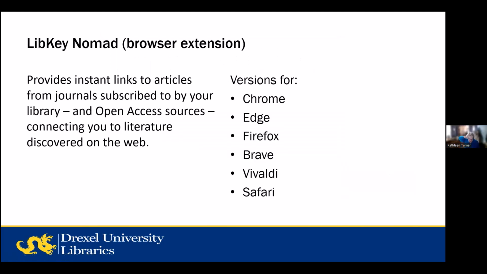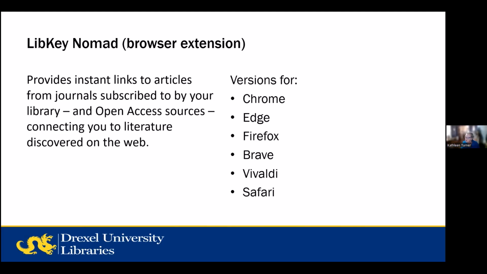Now, LibKey actually is a system that gives you other options as well. In addition to providing that search mechanism from the library homepage, LibKey Nomad is a browser extension that you can download and install on your own computer. There's versions of it for Chrome, Edge, Firefox, Safari, and a couple of browsers that honestly I've never even heard of. What that extension does is provide links through the library's journal subscriptions to articles that you might find in random places on the web. It will also get you to open access sources.